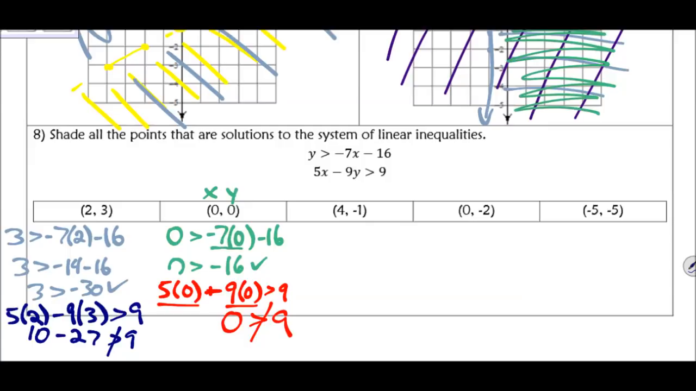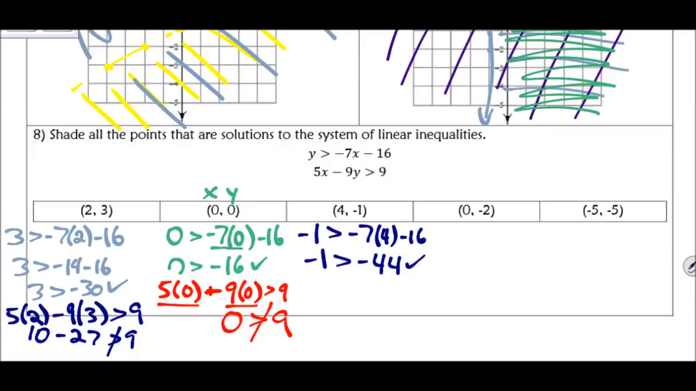All right, plugging in 4 for the x and negative 1 for the y. Negative 1 is greater than negative 7 times 4 minus 16. Negative 7 times 4 is negative 28. Minus 16 is negative 44. So that one's good. Negative 1 is greater than negative 44.